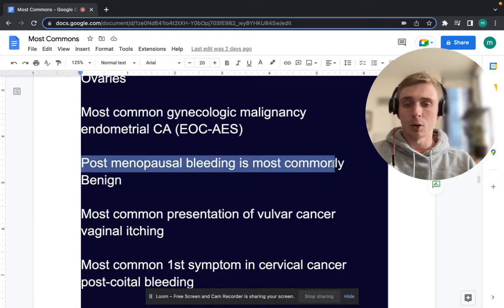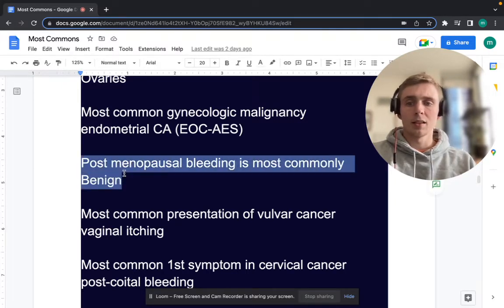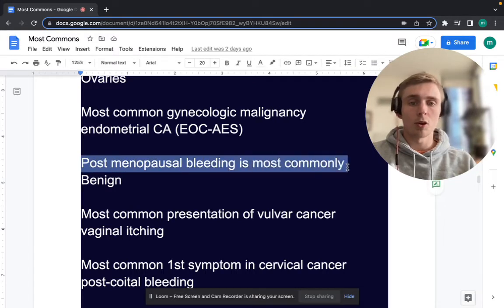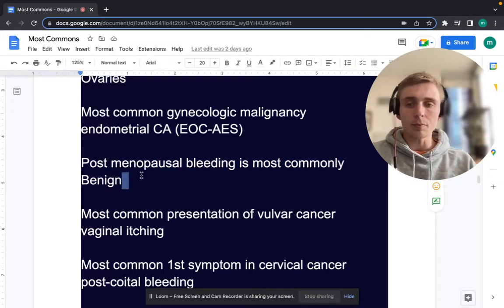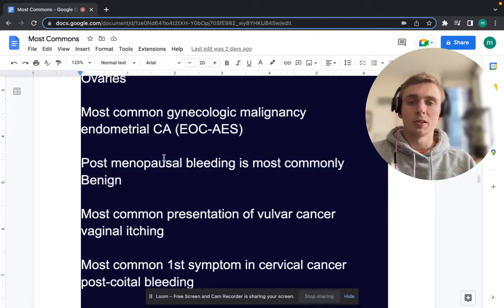Postmenopausal bleeding is most commonly, what would it be classified as? Postmenopausal bleeding would be most commonly classified as benign. However, you'd still want to get the ultrasound to look at the endometrial stripe. If it's over 5 millimeters, then you want to think of endometrial hyperplasia or even endometrial cancer.